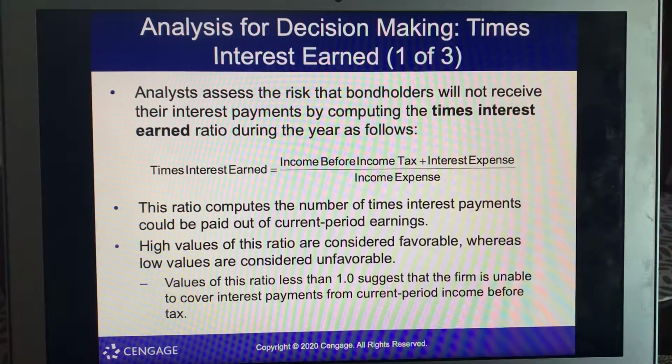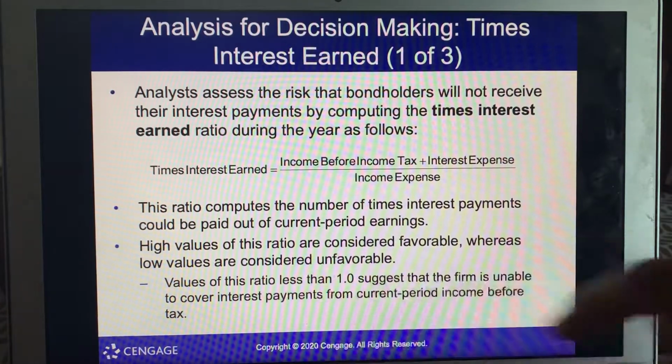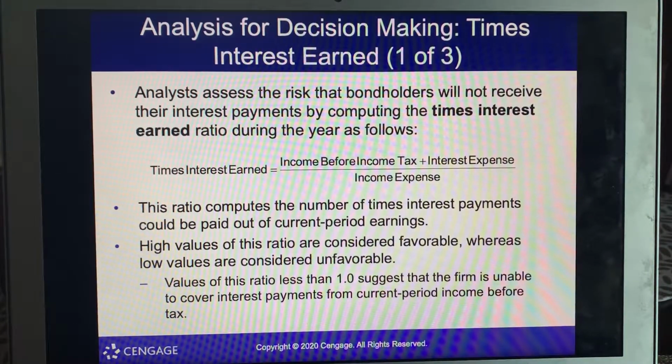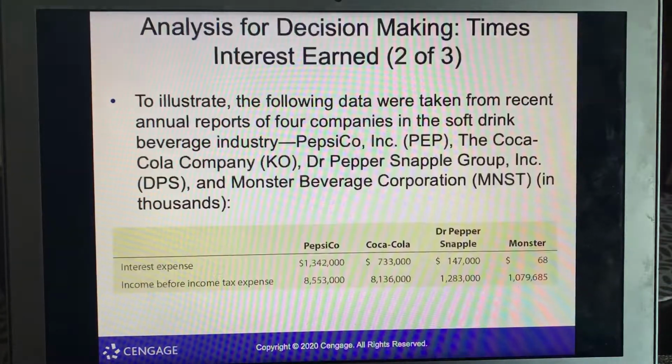So decision making. If we're looking at times interest earned, it's income before income tax plus interest expense divided by interest expense. So that's how we're going to look at this. It says values of this ratio less than 1 suggest that the firm is unable to cover interest payments from current period income before tax. So just keep that in mind whenever you look at that.